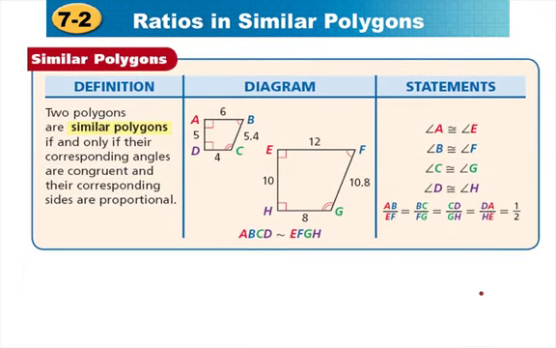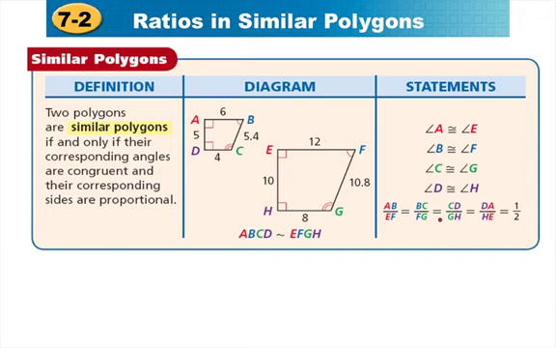Important definition. Follow along, it says two polygons are similar if and only if, this is a biconditional statement, their corresponding angles are congruent and their corresponding sides are proportional. So angles must be congruent, corresponding sides must be proportional. So notice that angle A is congruent to angle E, angle B congruent to angle F, and you can read the other two.